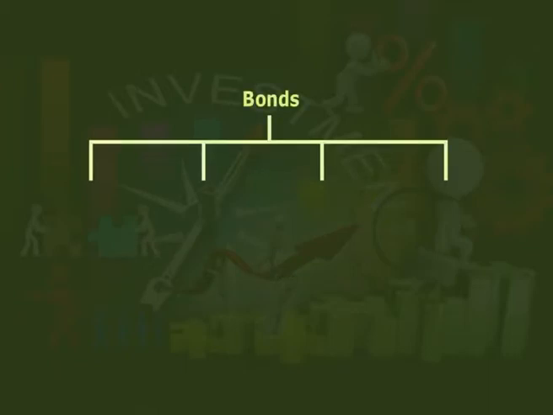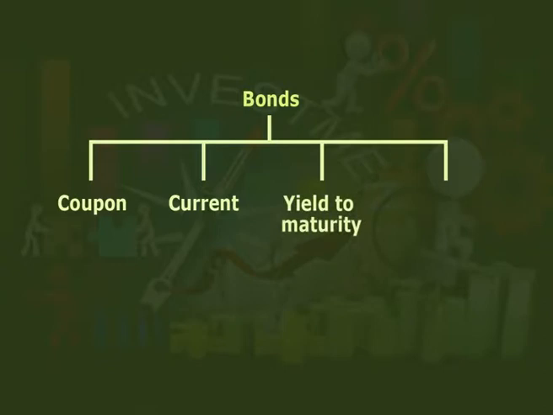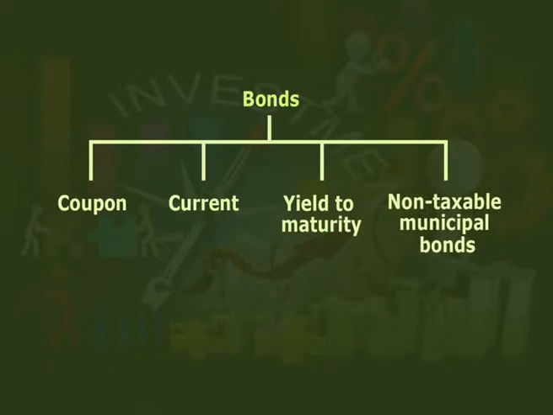Bonds have 4 yields. First, coupon, that is, the bond interest rate fixed at issuance. Second, current, which is the bond interest rate as a percentage of its current price. Thirdly, yield to maturity, that is, an estimate of what an investor will receive if the bond is held to its maturity date. And fourth, for non-taxable municipal bonds, a tax equivalent yield determined by the investor's tax bracket.